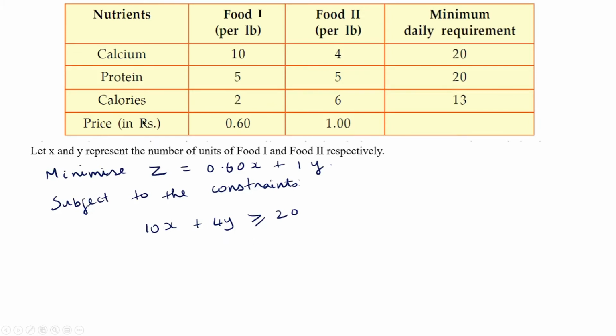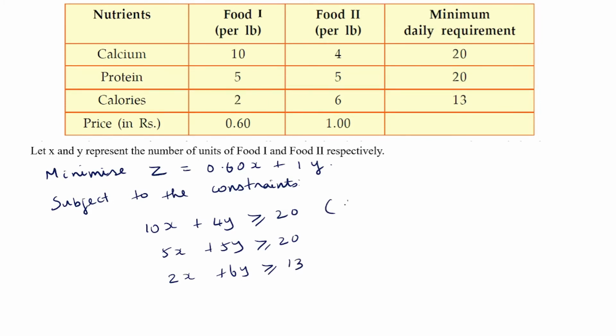And then we have the next constraint with respect to protein. Here 1 pound of the first food has 5 units of protein and 1 pound of the second food has 5 units of protein. The minimum daily requirement for protein is 20 units. So the second constraint is 5x plus 5y greater than or equal to 20. And then we have the next constraint with respect to calories. The minimum daily requirement for calories is 13. The first food has 2 calories and the second food has 6 calories. So we have 2x plus 6y greater than or equal to 13.